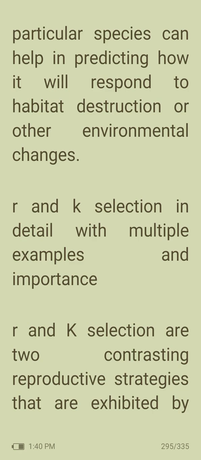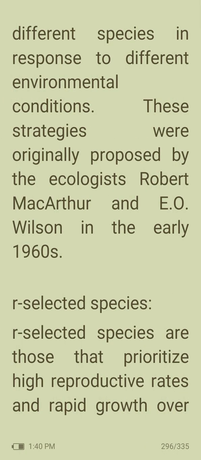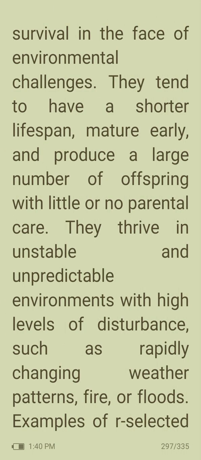R and K selection are two contrasting reproductive strategies that are exhibited by different species in response to different environmental conditions. These strategies were originally proposed by the ecologists Robert MacArthur and E.O. Wilson in the early 1960s. R-selected species are those that prioritize high reproductive rates and rapid growth over survival in the face of environmental challenges. They tend to have a shorter lifespan, mature early, and reproduce a large number of offspring and little or no parental care.